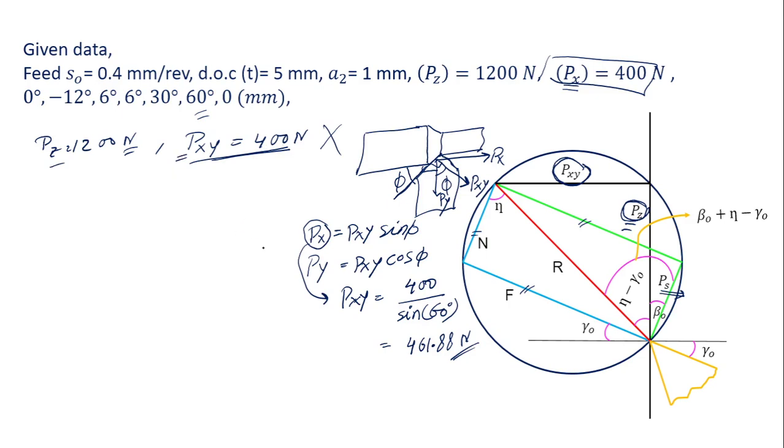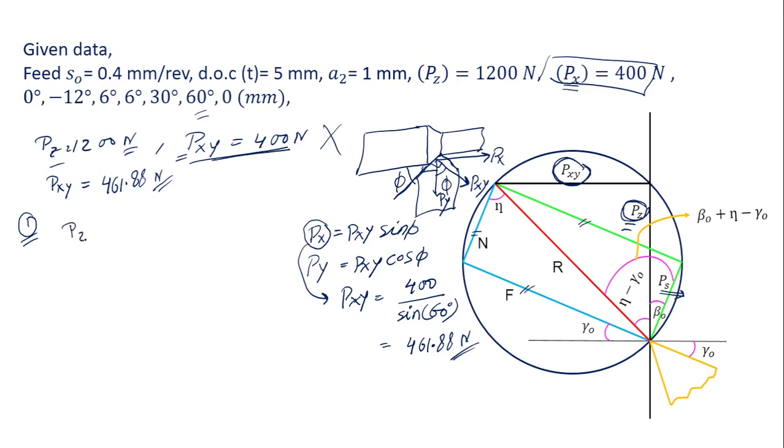Okay, so we have Pz 12 Newton and Pxy we have 461.88 Newton. I hope up to this point is clear. Now we have to find out the forces. There are two ways I can approach finding the forces. One is the Merchant circle diagram. We can write whatever the Pz and Pxy we have now.